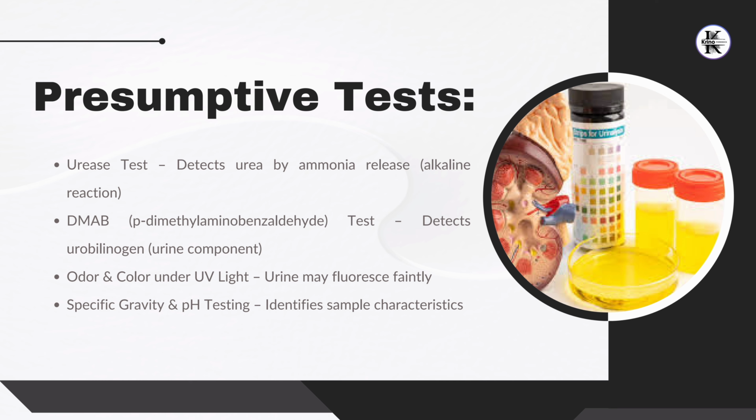Another method includes observing odor and color under UV light, as urine may show faint fluorescence. In addition, specific gravity and pH testing can help in identifying general characteristics of the sample.